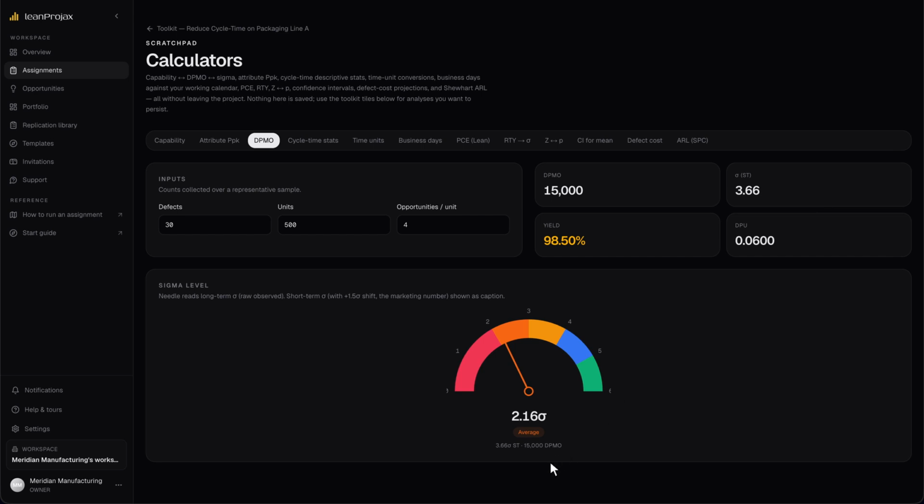The gauge below places the process on the 0 to 6 ladder, the raw long-term needle with the short-term value alongside. Our whole worked example, checked in 5 seconds.